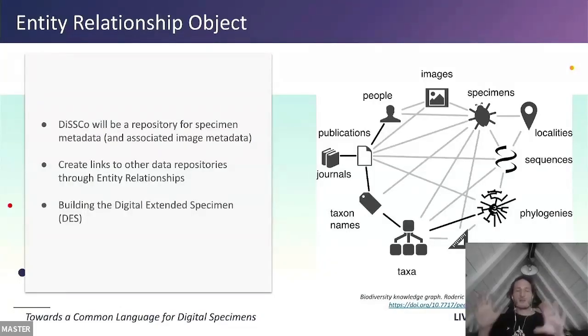So we don't want to get all that information into the system. No, we want to link to all these different sources. That's why we use the entity relationship object. And through all these linkages, we're building this kind of digital extended specimen. It's not just the specimen metadata. It's this whole network of relationships to all these other data sources.